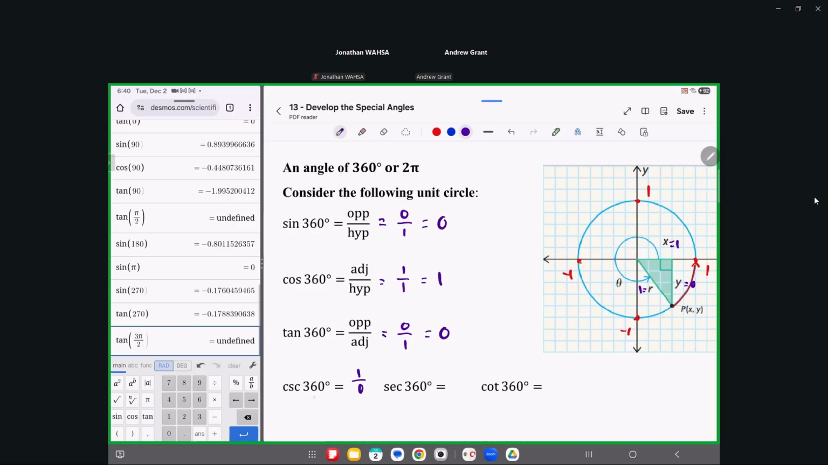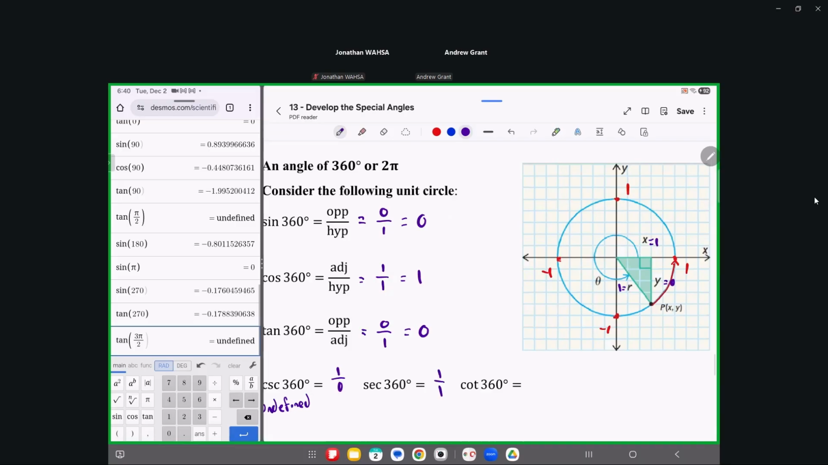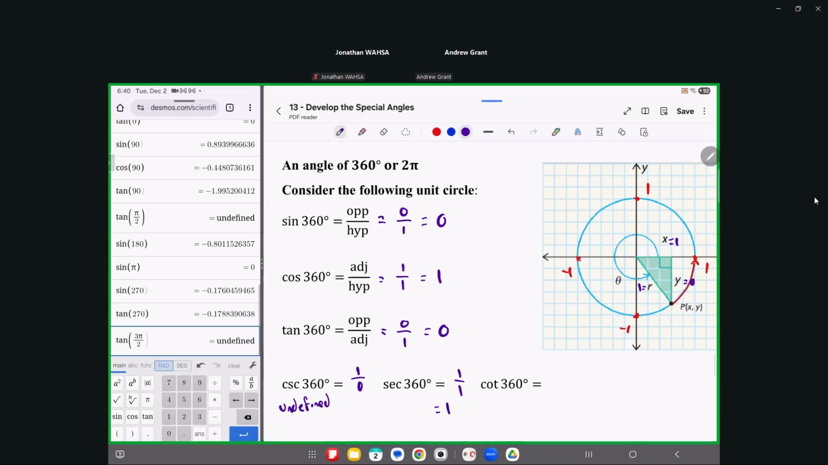Okay. So cosecant of 360 is the reciprocal of 0 over 1. So that'll become 1 over 0, which is undefined. Secant of 360 is the reciprocal of 1 over 1, which is 1 over 1. So this will be equal to 1. And cotangent of 360 is going to be equal to 1 over 0, which is going to be undefined. Just as a small notational point, we don't say equals undefined, we just say it is undefined. So that's why I just use this arrow to signify that this is undefined.